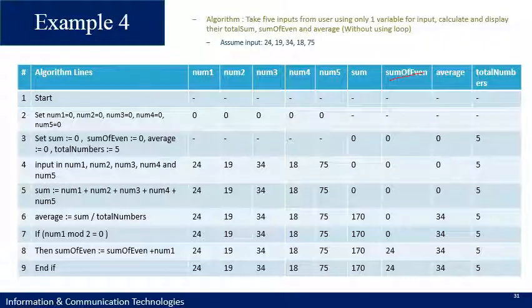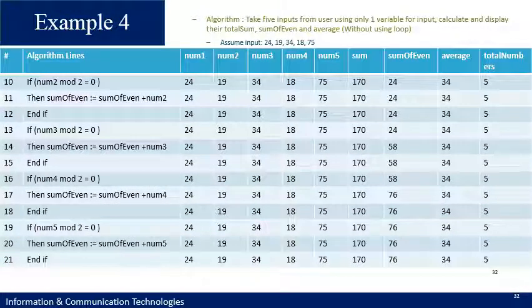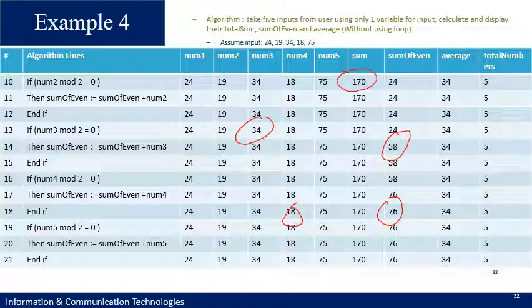So we have sum of even as an additional variable, and you can see we have only one even number at this point, which is 24, and then the next number is 38, so we get the sum 62, and finally another number is 18, which will add up to 80. So this time we have changed the values, and sum is equal to 170 and average is equal to 34.